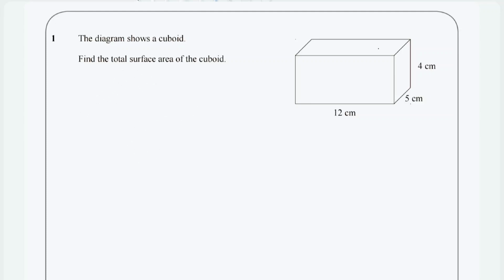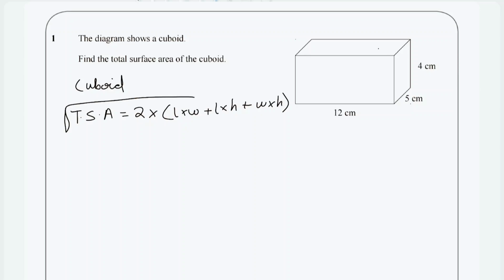The formula for calculating the surface area of a cuboid is: the total surface area equals 2 times (length times width plus length times height plus width times height). This is your formula. Just use this formula right here and get your answer.